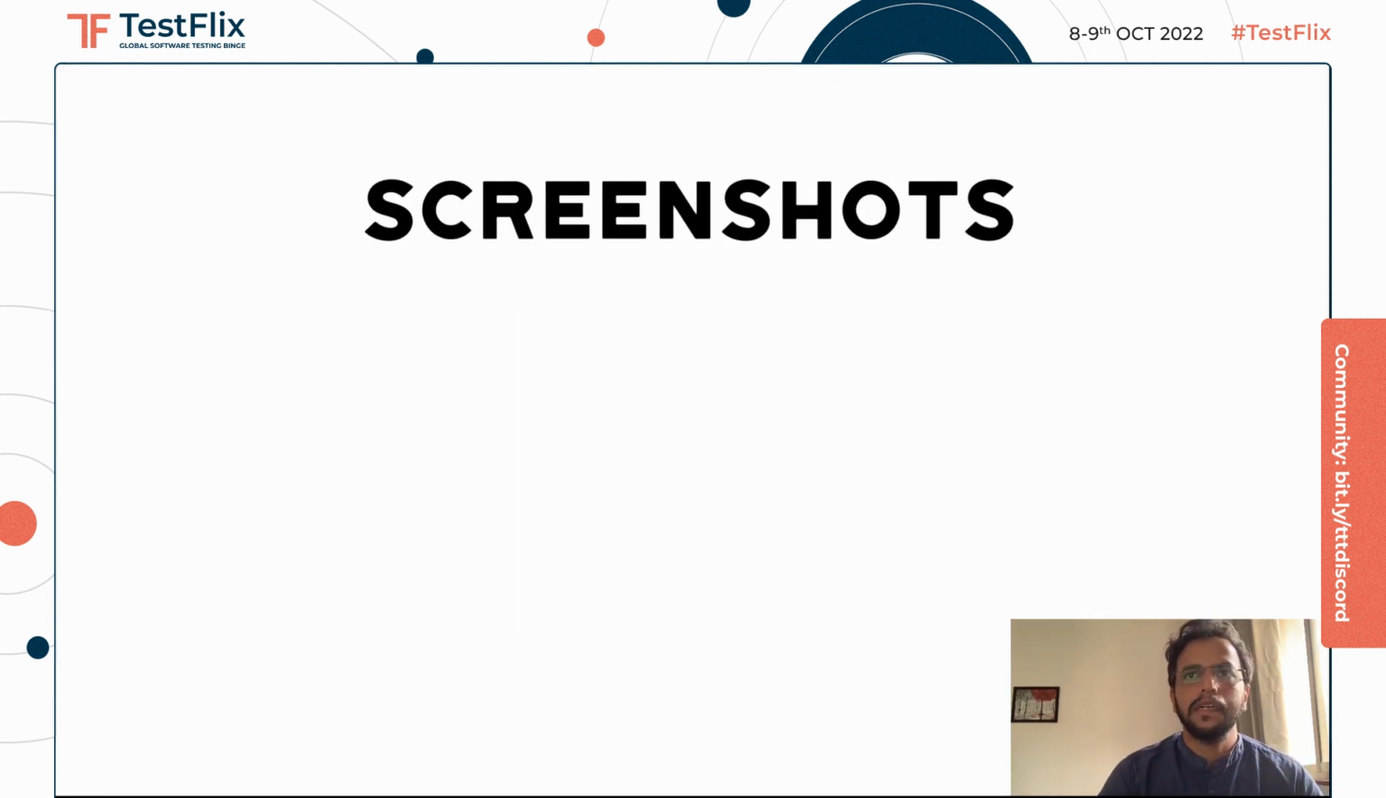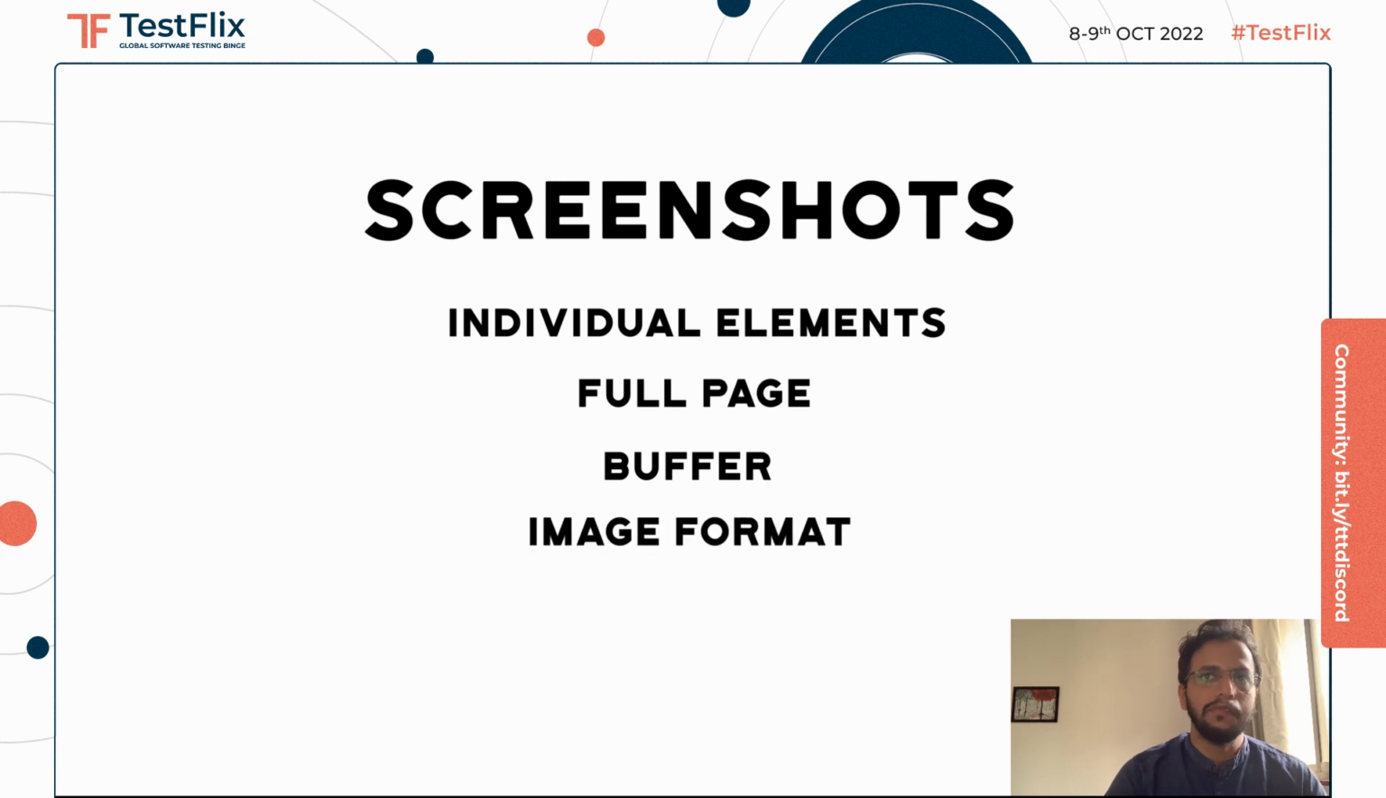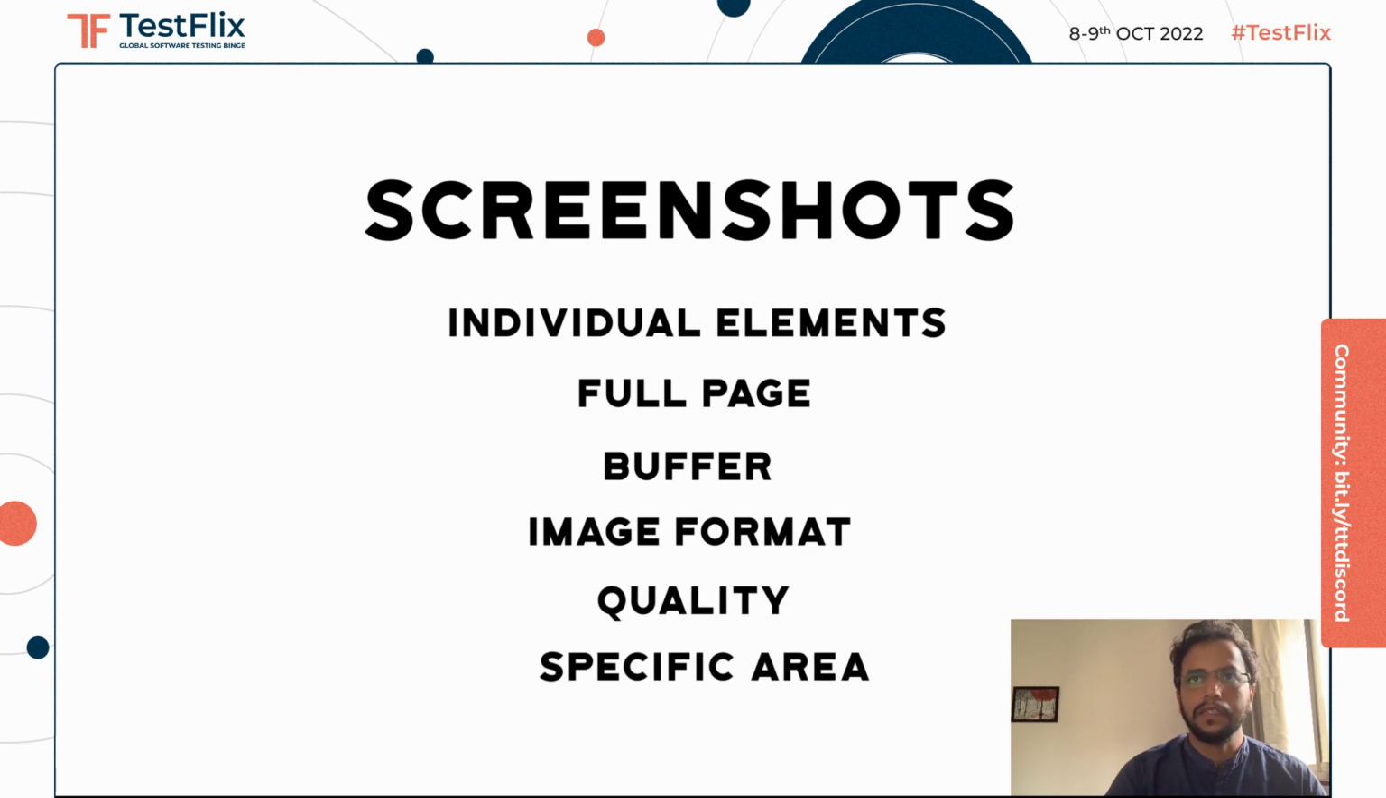So if you remember, in Selenium, if you wanted to take screenshots, we used to make use of the method getScreenshotAs of the interface TakesScreenshot. There were 2 to 3 steps every time you wanted to create something from there. Now here you can just take screenshots of an individual element. You can take screenshots of the full page, and you also get an option to put screenshots in a buffer. You can specify the image format, whether you want a JPEG or PNG, the quality that you want, and even if you want a specific area, you can select that.